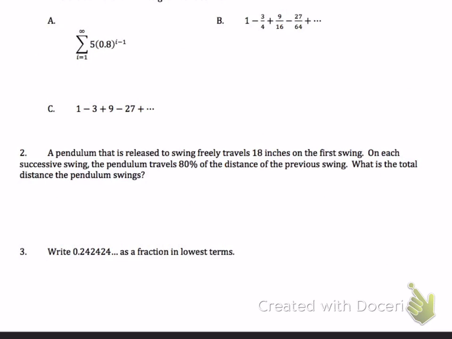Okay, for number 2, we have a word problem. It says a pendulum that is released to swing freely travels 18 inches on the first swing. So what do we think that would be? 18 is what? My first term. So A1 equals 18. Good reading skills. On each successive swing, the pendulum travels 80% of the distance of its previous swing. What do we think that 80% means? My rate. So in decimal form, it would be 0.80.